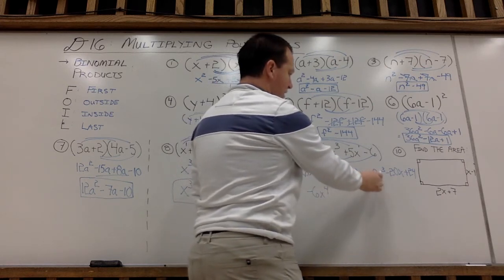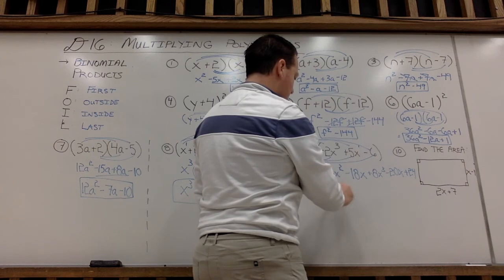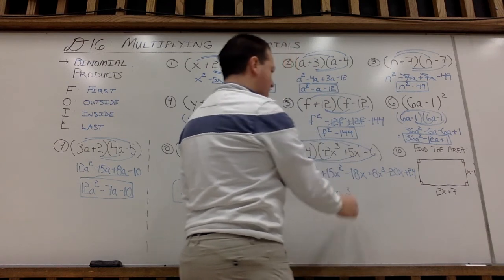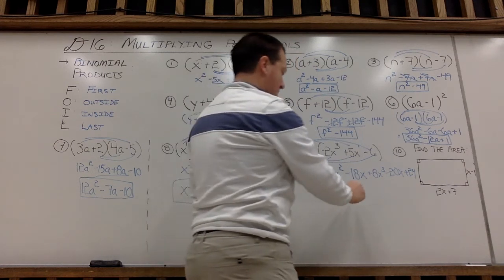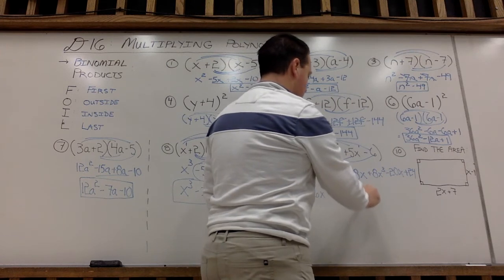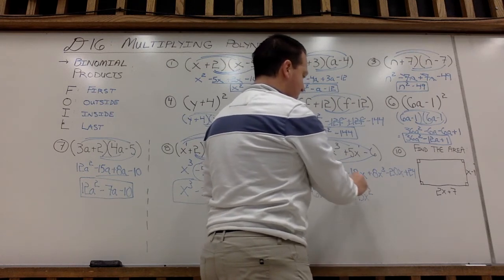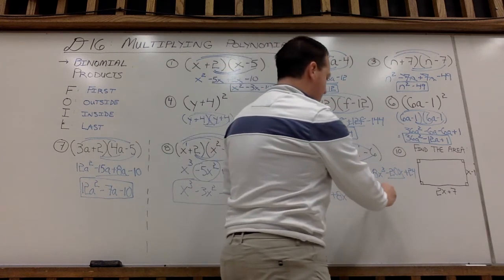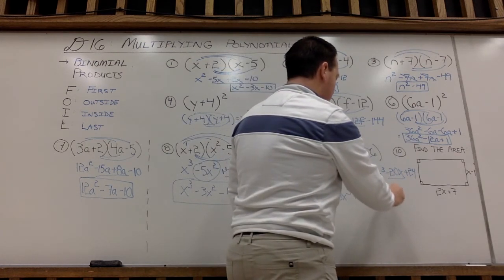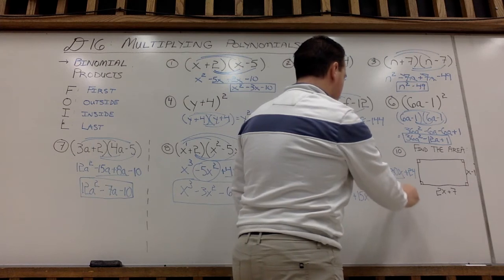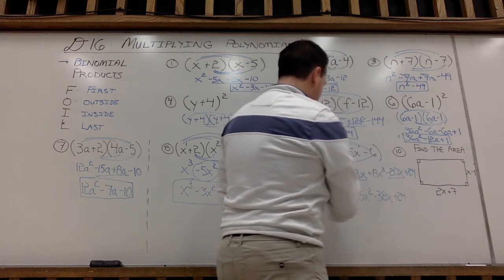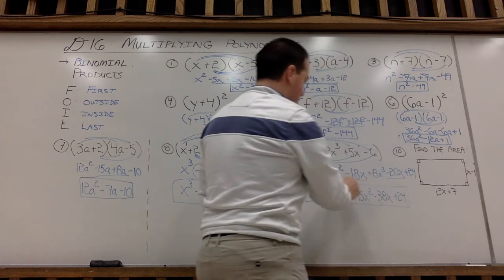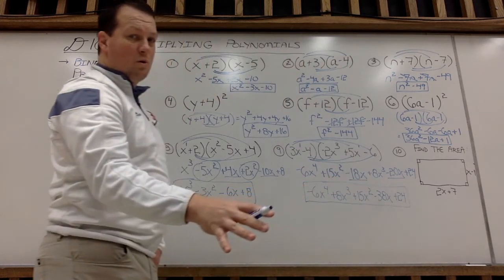X's to the third, I only have the 8. X squareds, I only have the 15. X's to the first, I've got negative 18 minus 20, negative 38x, and then plus 24. As Keith Jackson would say to this one, whoa, Nelly.